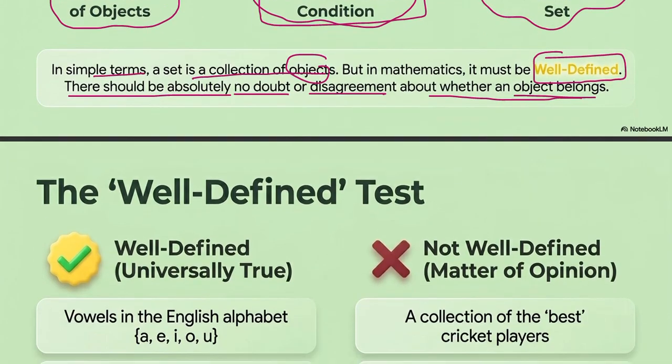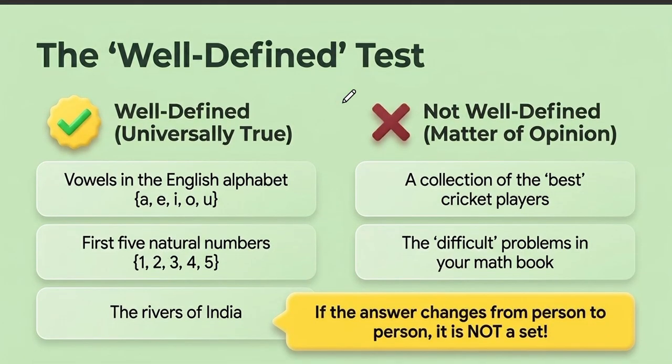Now look at some examples of when we can say a set is well defined. For example, the vowels in the English alphabet, that is nothing but a, e, i, o, u, correct? That is the same for you, me and everyone. You cannot add anything extra here, or take any letter from outside. So this is fixed and it is a well defined collection. Yes, this is a set.